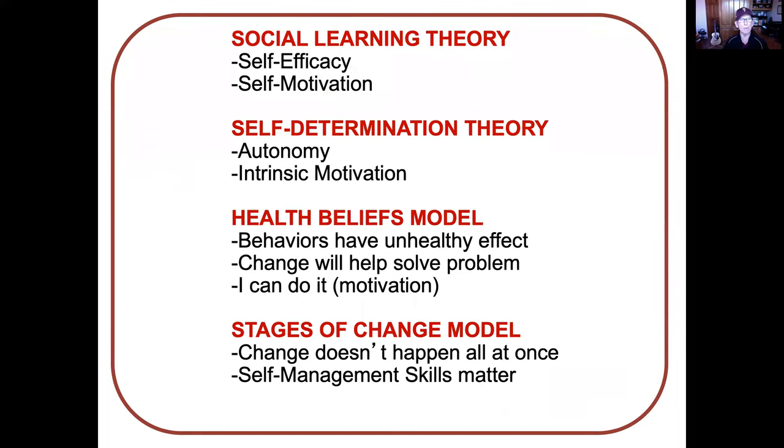Let's just take a look at that for a moment. Social learning theory centers around self-efficacy, self-motivation, intrinsic motivation. Self-determination theory is critical as autonomy, independence, as they described in the Stairway to Lifetime Fitness. Intrinsic motivation, similar to that in social learning theory. The health belief model says that for behavior to change, people have to believe that there's an unhealthy effect. If you don't exercise, you put yourself at risk. If you don't eat well, you put yourself at risk. You have to believe that. If you don't believe smoking harms you, you're not likely to change. But if you believe those things, change will help solve the problem. And intrinsic motivation, or the belief that I can do it, is critical to getting this done.